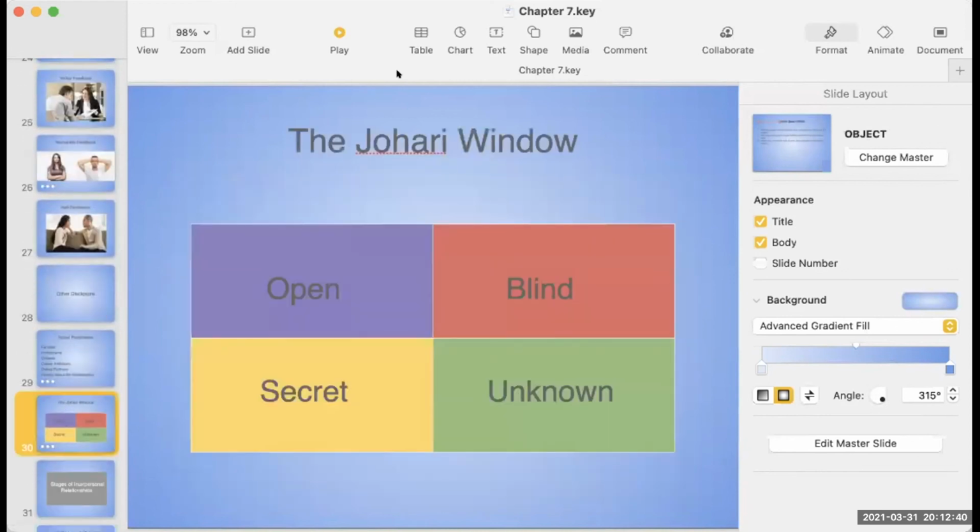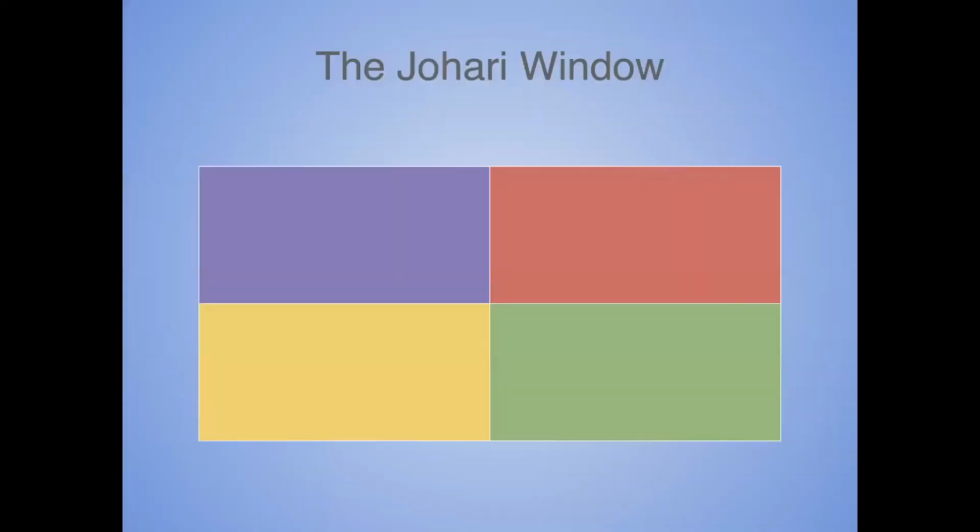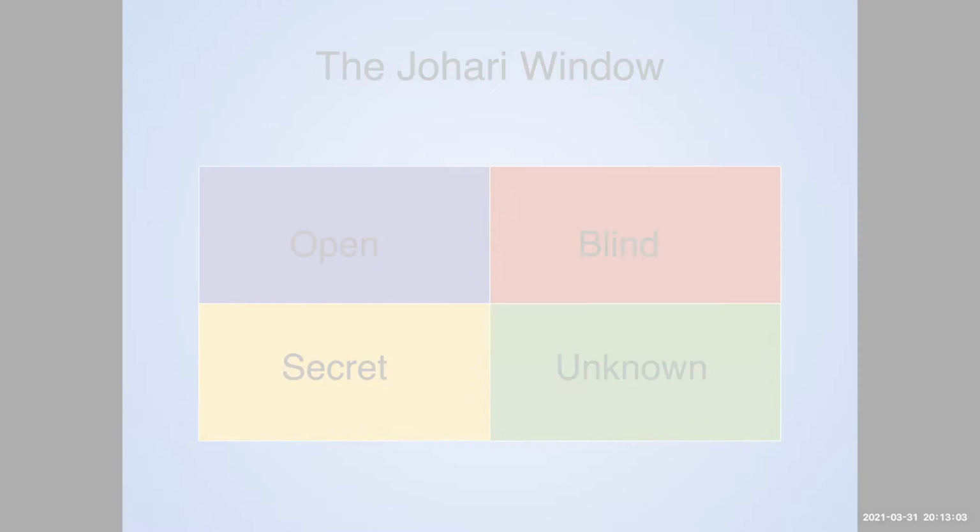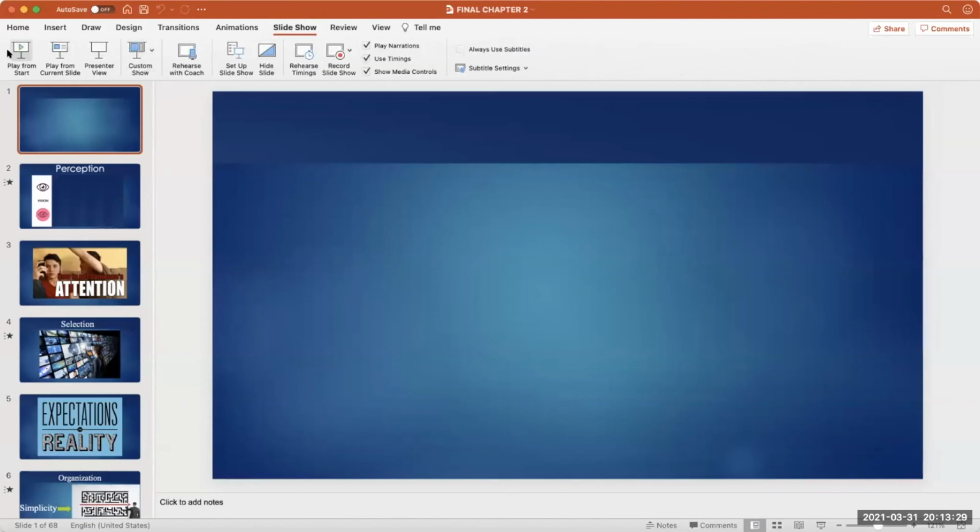But I liked what they did with the Johari window. They recreated it, used transitions to bring things in. So as they talked about each one of the panes, it wasn't just the whole box up there. It provided the information to the audience where the audience is not reading ahead. This group dealt with perception. They started with a blank slide, which was great. They didn't reveal the topic.